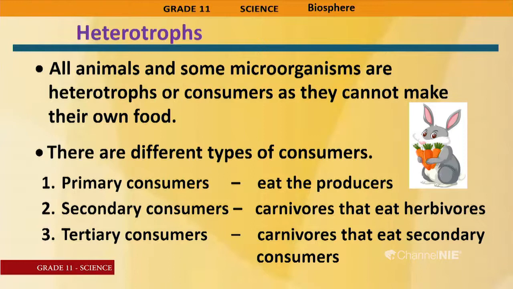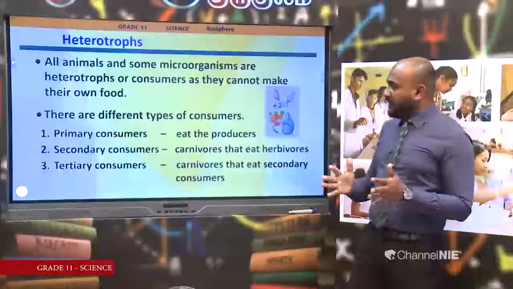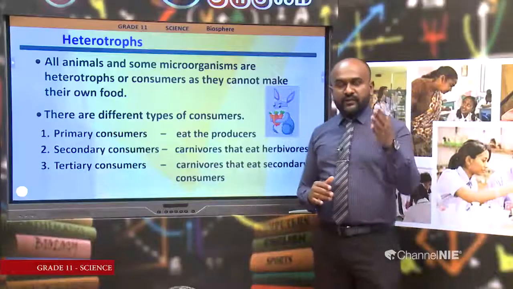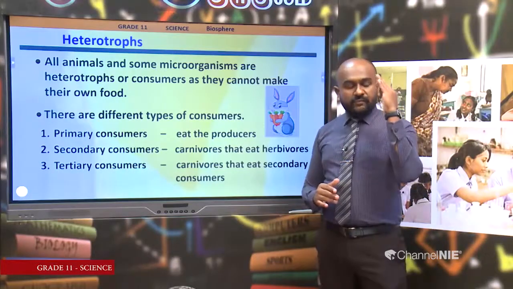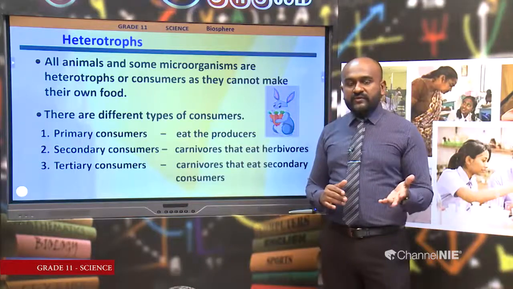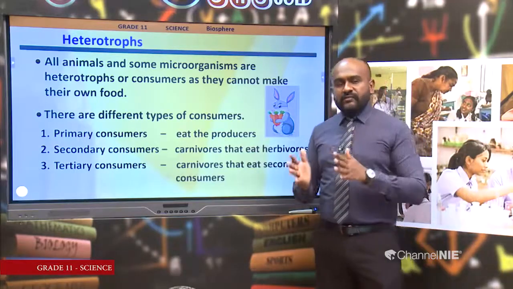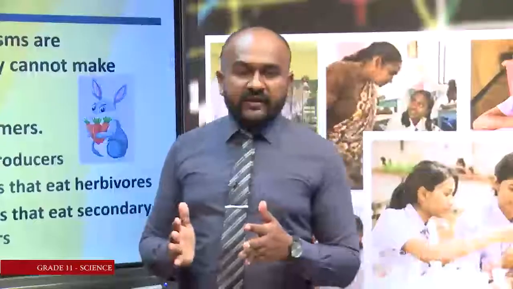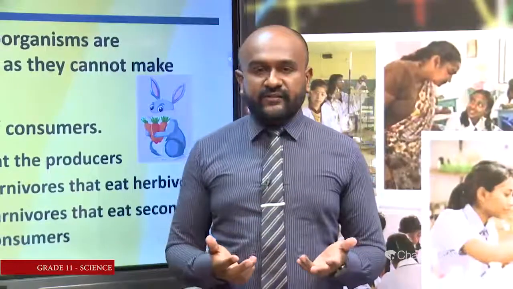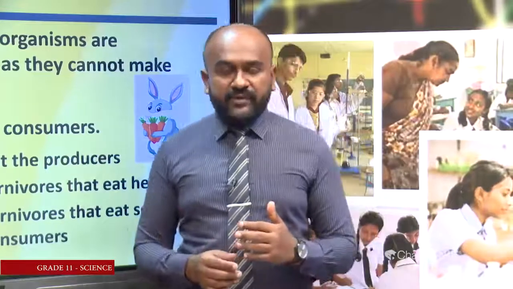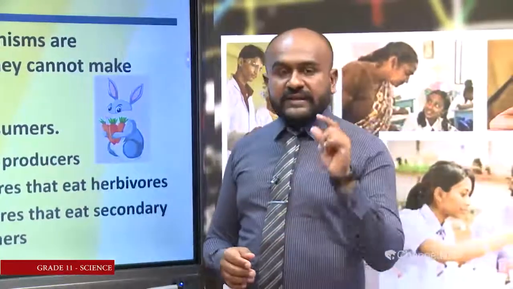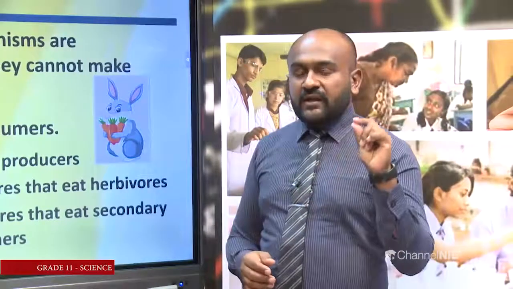Primary consumers, they eat the producers; secondary consumers, carnivores that eat the herbivores; and tertiary consumers, carnivores that eat the secondary consumers. So, in a food chain we can identify all of these. We can see producers, and primary consumers, secondary consumers or tertiary consumers. They can also be called first level consumers, second level consumers or third level consumers. In that way also we can call them. Now, let us go to the next type of organisms that we see in a food chain.